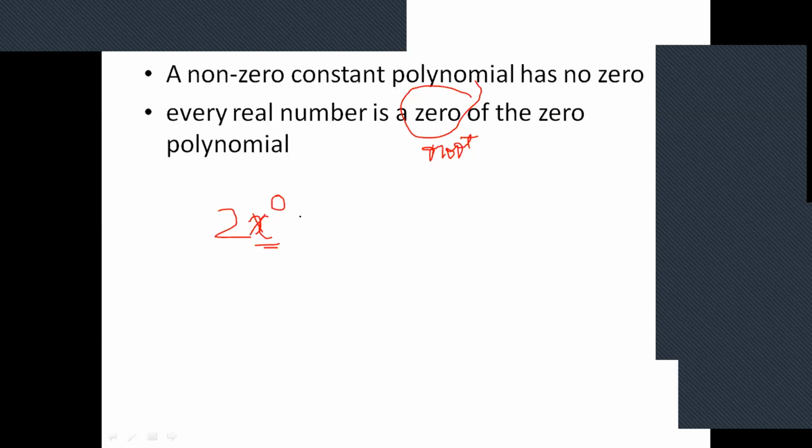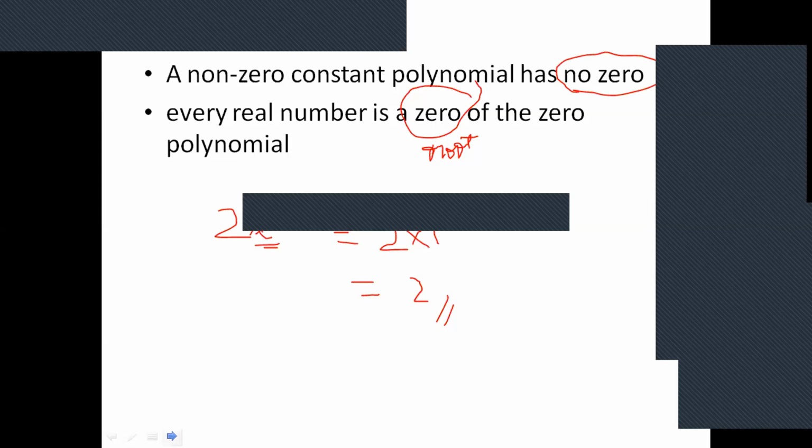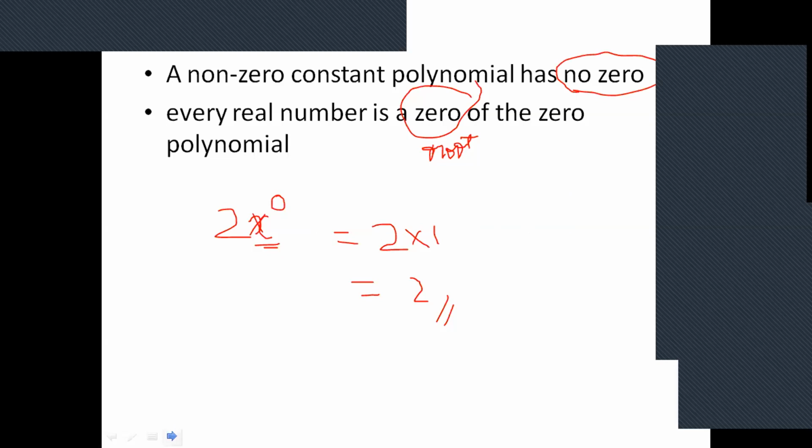This x term won't be there, because this becomes just 2 into 1. So the x term won't exist, and there is no question of putting x equal to any value. So we say that a non-zero constant polynomial has no zero. Please note down these small things. It's very important. Okay, next we'll move on to the next concept, that is the remainder theorem.